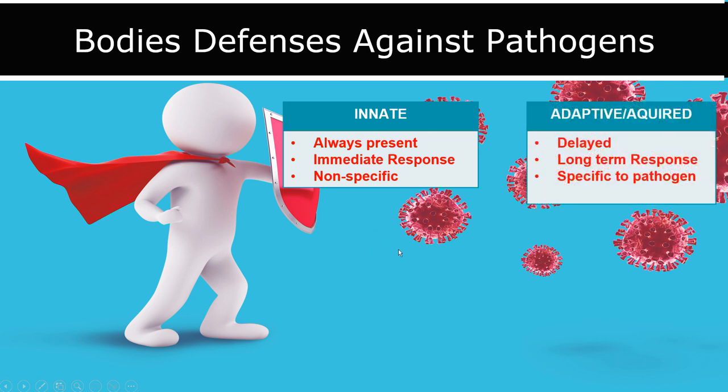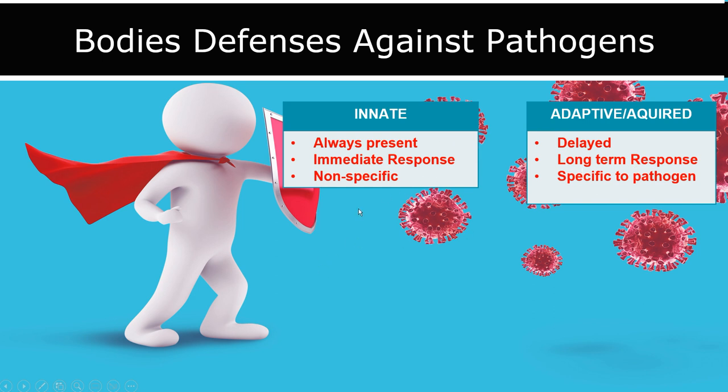But there's also the adaptive, also known as the acquired immune system. Compared to innate, this one is a delayed one. And rather than being non-specific, the adaptive acquired immunity is very specific to a pathogen. And in contrast to the innate immunity, which is an immediate response, the adaptive or acquired immune system is more long-term. It's geared towards repeated exposures.